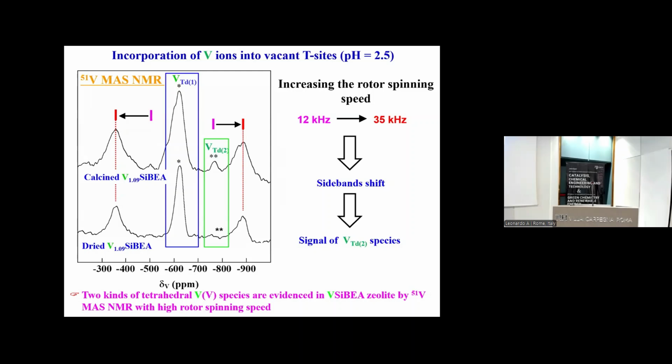When we do the vanadium MAS NMR, we can also distinguish in the spectra two kinds of vanadium tetrahedral species. This one is the second one. So this means that in the zeolite we have two kinds of vanadium tetrahedral species.